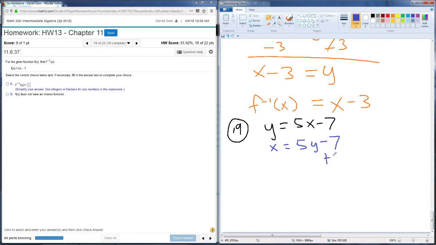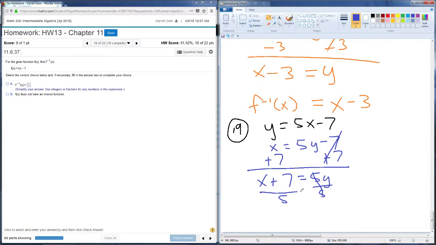So how do I solve for y? I'm going to add 7 to both sides. That cancels out. X plus 7 equals 5y. Divide both sides by 5. Last step: y equals x plus 7 over 5.